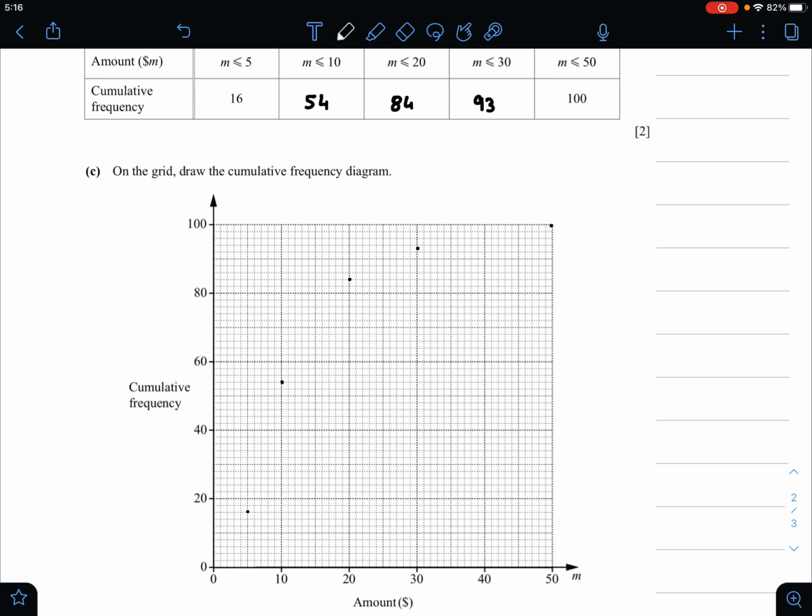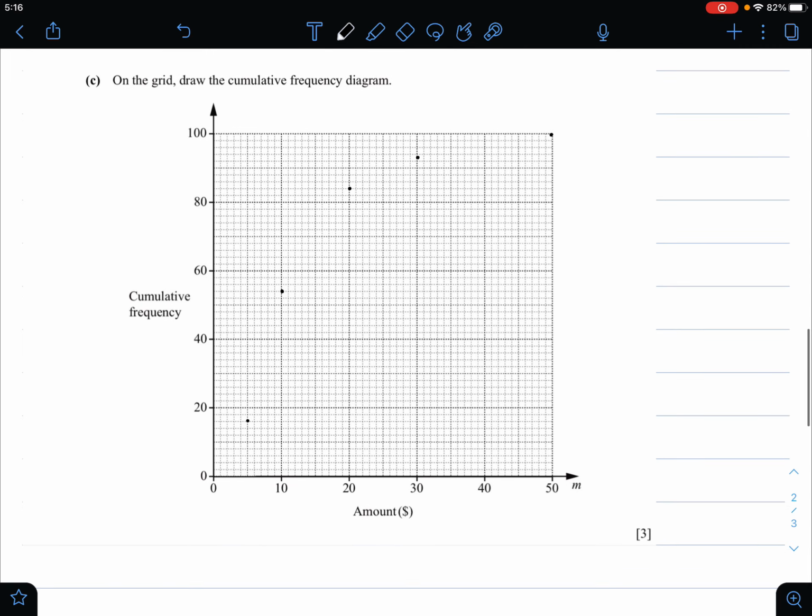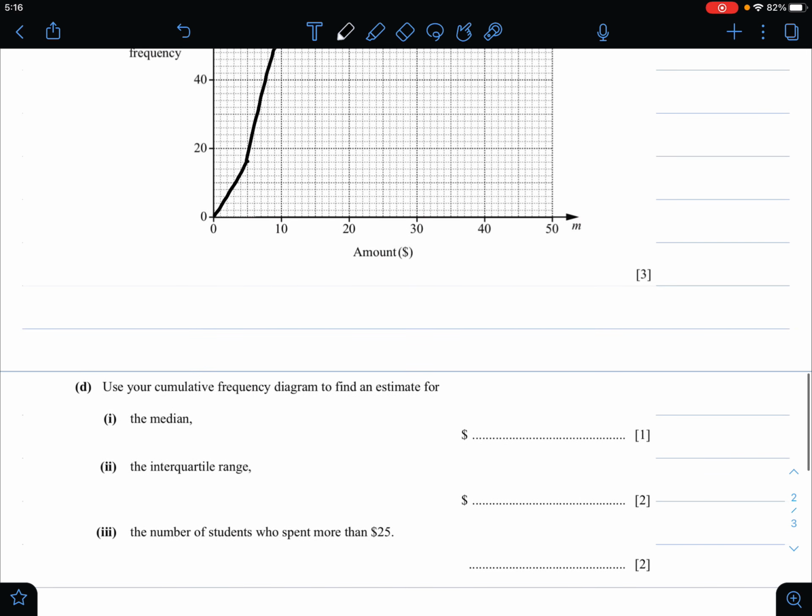Now all we need to do is join the dots, and remember to use a ruler for this, and try to draw a freehand drawing so it comes as accurate as possible. So let's do this, and always start your graph from 0. So you go like that, and you simply join the dots like that. Okay, now let's move to part D of this question.